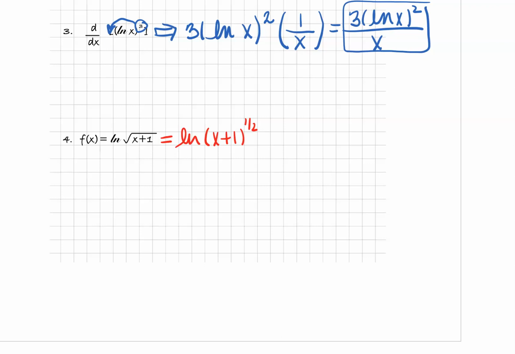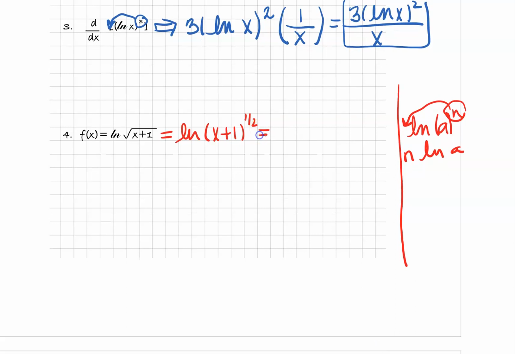If you remember from rules of logs, if you have something being raised to a power, you can pull that power out front, and it would just be n ln of a. That was a property of logarithms. Again, I'm in red. This is just algebra. So the next step is to rewrite that as 1/2 out front, ln of x plus 1. If you need a recap or resources to remember those rules of logs, just shoot me a message. I'll be happy to help.